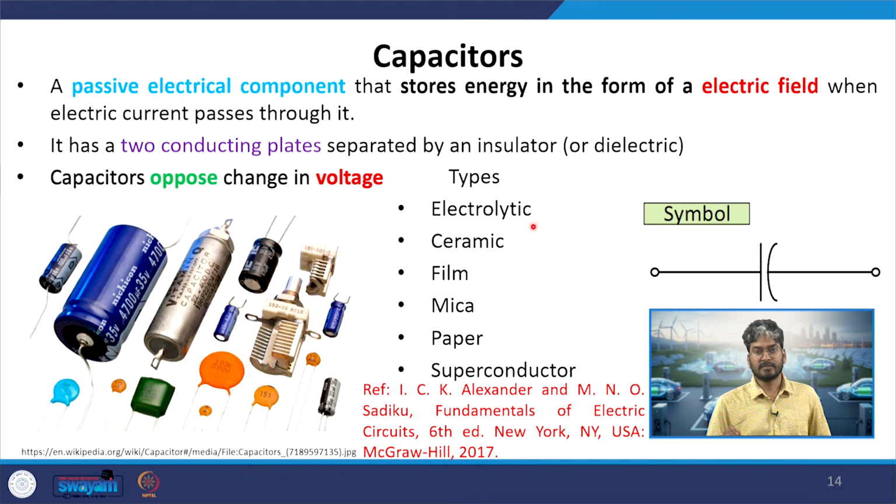Okay. So what are the types of capacitors we have? Electrolytic capacitor, ceramic capacitor, film capacitor, mica capacitor, paper type, and your super capacitor type. Okay, so based on our applications, we will be selecting any one of these. Okay, so we will see how we select these types of capacitors when we go into the converters.